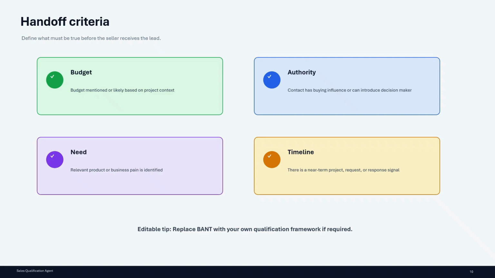Authority means the contact has buying influence or can connect the seller to a decision maker. Need means the product or service is relevant. And timeline means there is some urgency or near term interest. So you can keep this framework or replace it with your own qualification model as well.